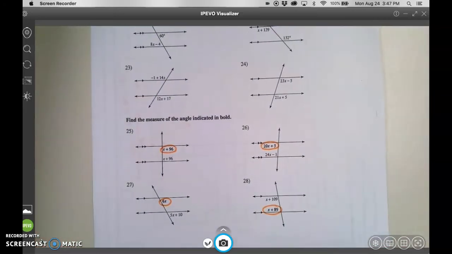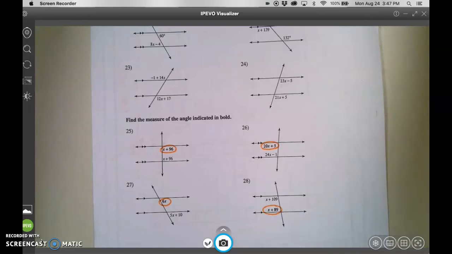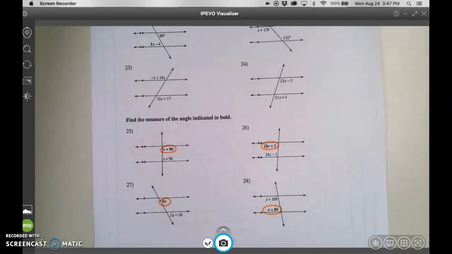So that, in a nutshell, should be enough to get you started with parallel lines and transversals. Look forward to seeing you guys soon and talking some more about this in class.